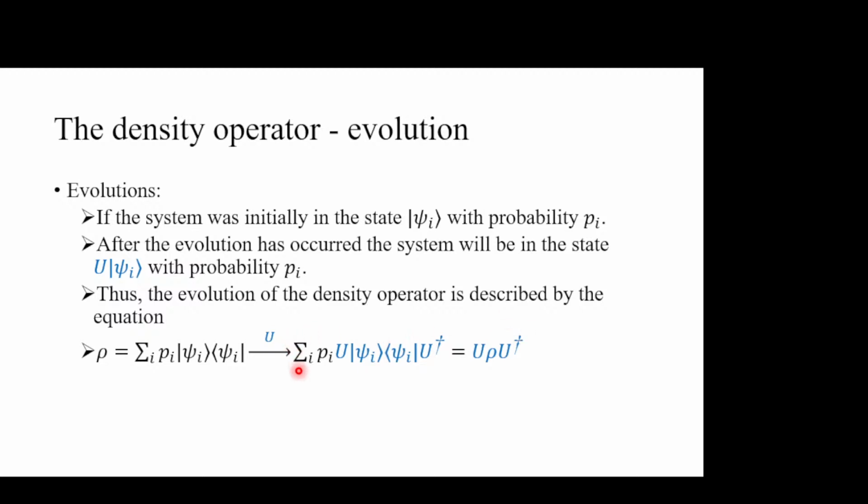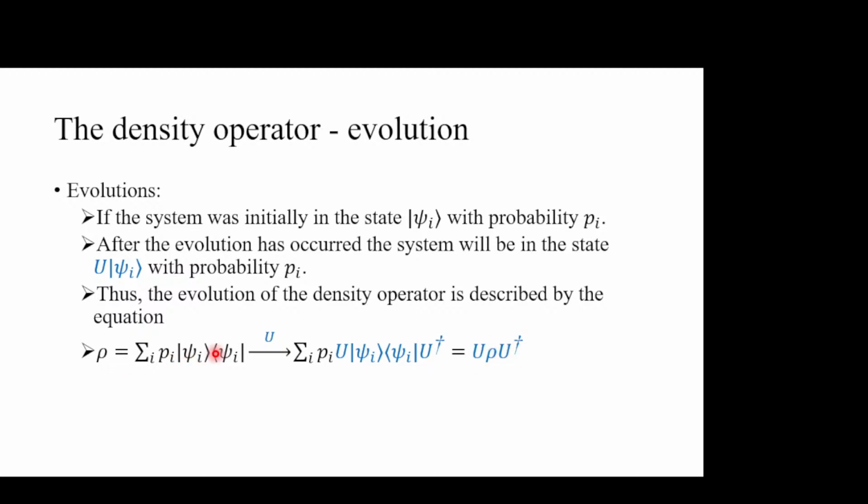Okay, so after evolution it is this thing, and now we use linearity. Matrix multiplication is linear, so you can put p_i inside and also the summation over i inside. You see it is U and U dagger sandwiching the summation over i of p_i psi_i psi_i, and this is just rho. So after evolution, the density matrix is U rho U dagger. What's good about this formula is that you can write it down with just rho.